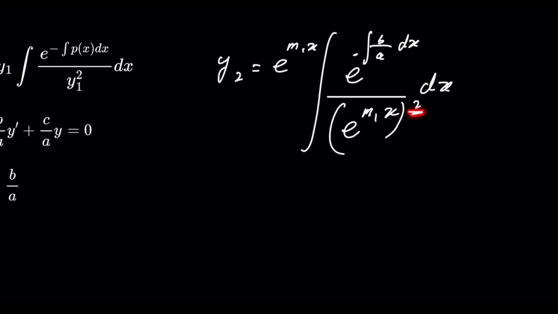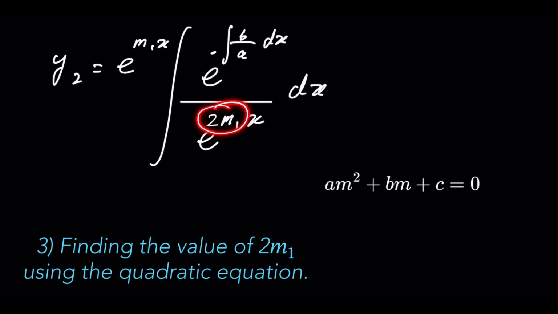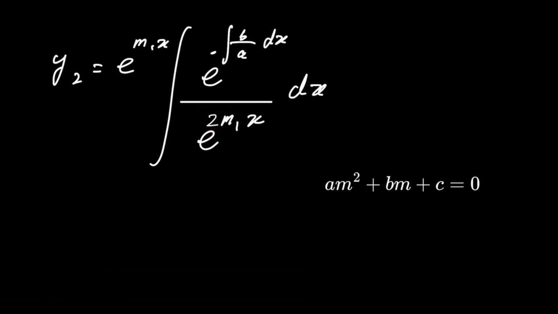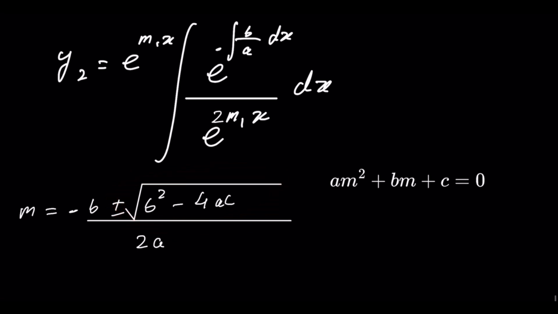Now, expanding the bracket here, we are going to get 2m1x, so let's simplify it. To find the value of this 2m1, we'll be using the quadratic equation and find the solution of m. For the case where the roots are repeated, we know that b squared minus 4ac is equal to 0. So this entire term becomes 0, leaving us with minus b divided by 2a.